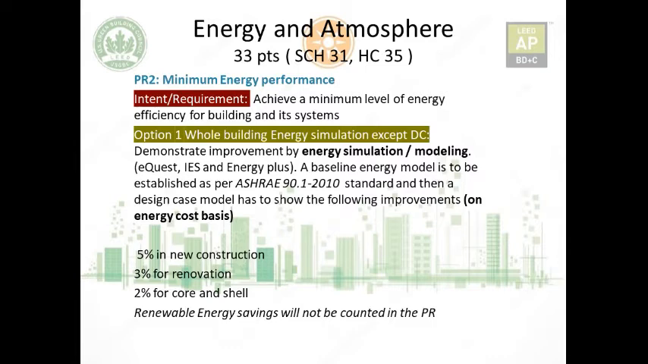So you have the energy usage in your baseline model multiplied by the cost of electricity, and you have a total cost for the baseline model. Then for the design case you have the improved energy requirement multiplied by the cost of energy, and the total has to show a percentage improvement. This percentage improvement is 5% in new construction, 3% for major renovation, and 2% for core and shell. Any renewable energy in your project will not be counted here. So the prerequisite is that you have to show a certain percentage improvement in energy through the efficiency of your systems and your design.